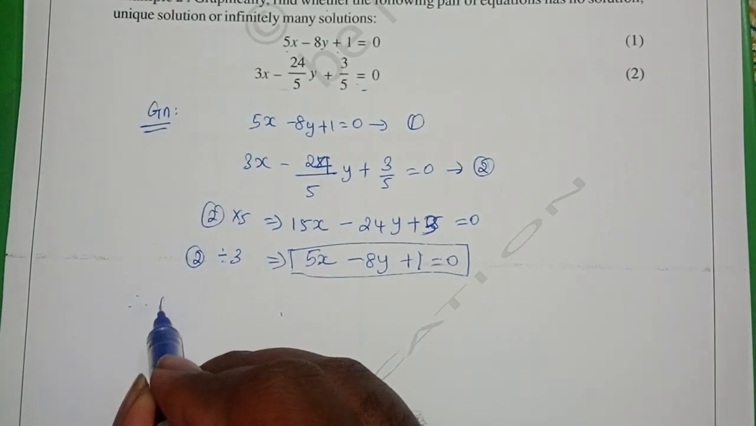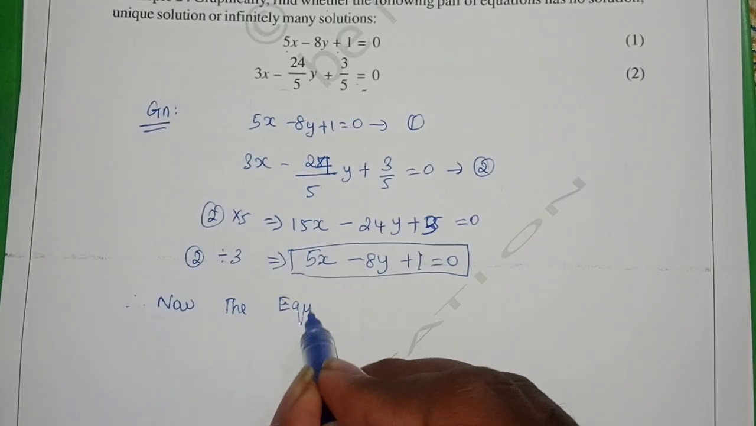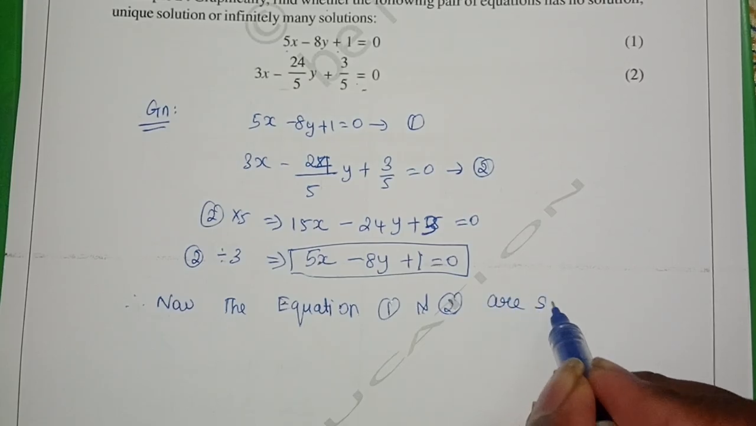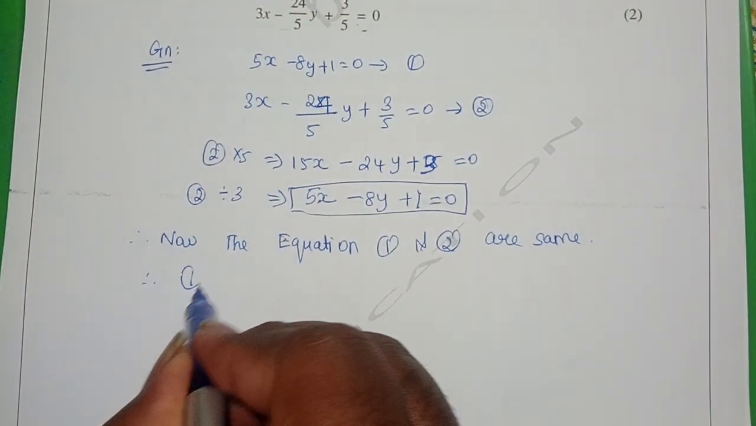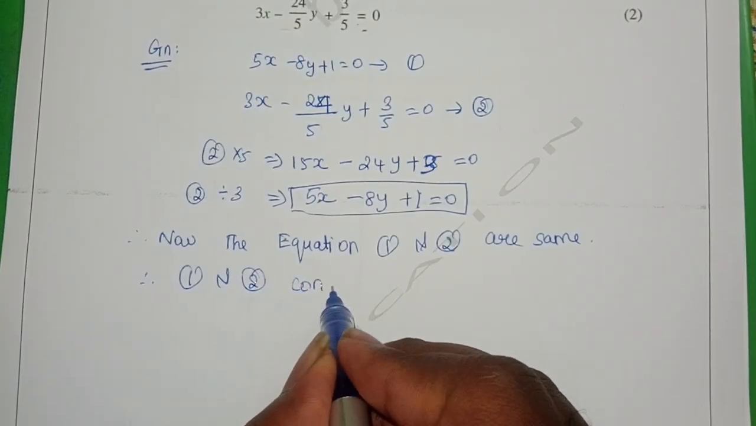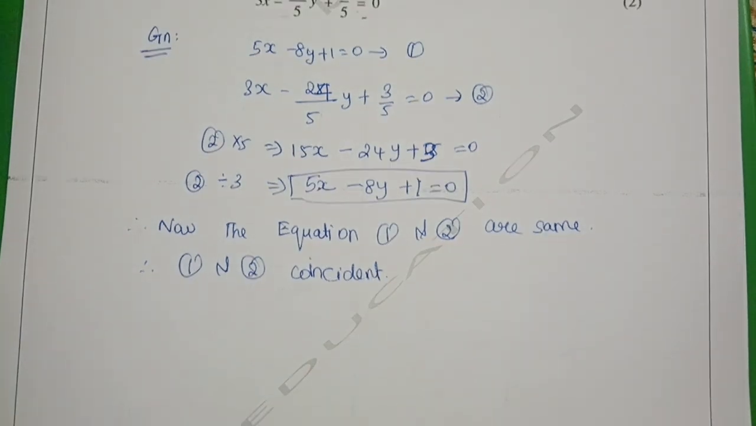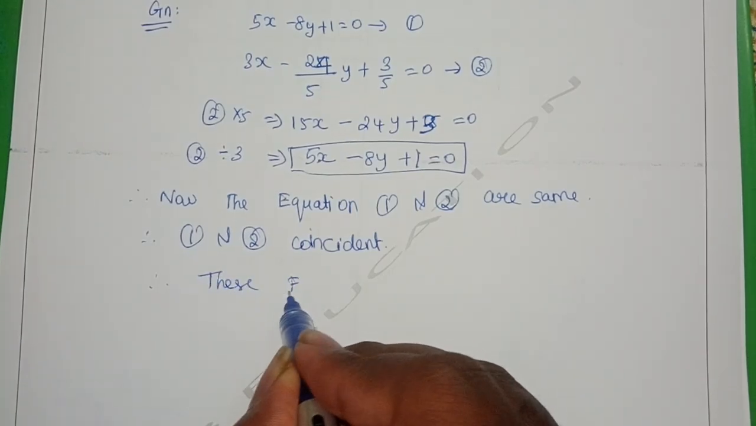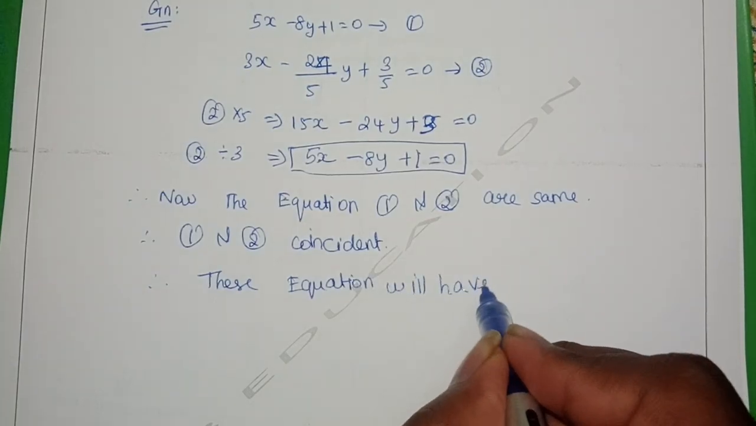Therefore, now the equations 1 and 2 are the same. After performing the operation on equation 2, we get the same equation as 1. Therefore, 1 and 2 coincide. Therefore, this pair of equations will have infinitely many solutions.